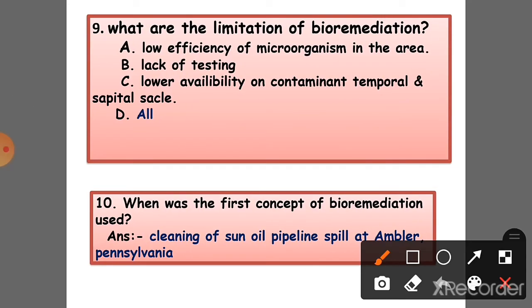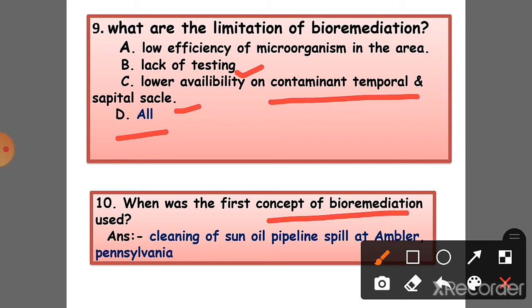Question 9. What are the limitations of bioremediation? Answer D. All. Low efficiency of microorganisms in the area, lack of testing, and lower availability on contaminated temporal and spatial scale.